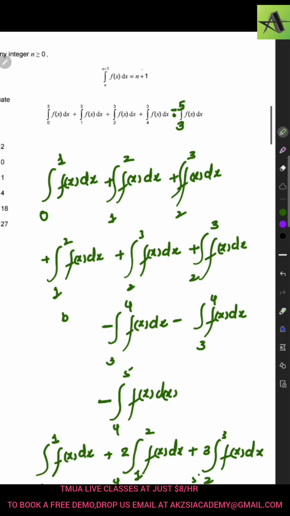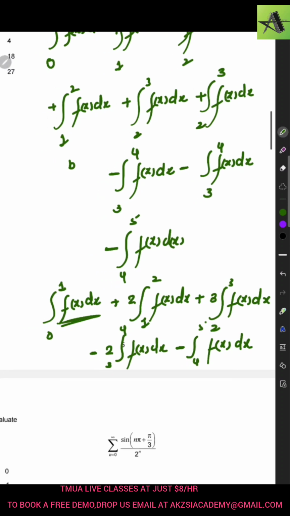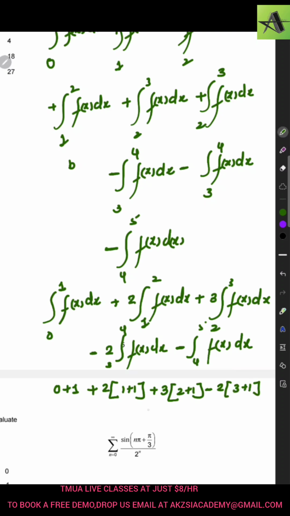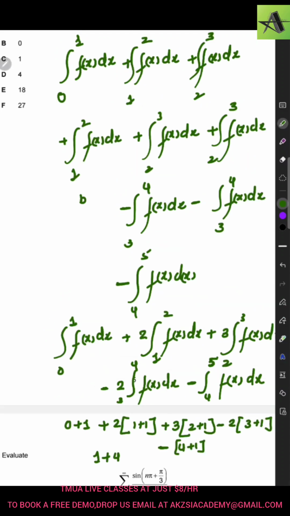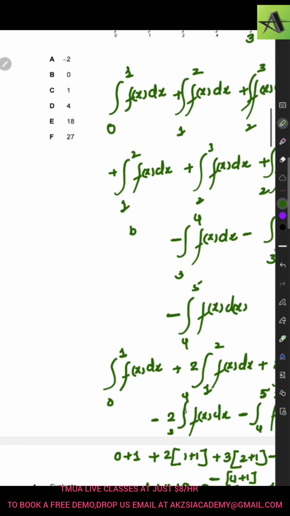So we know that they have given n plus 1, where n is the lower limit value. So the lower limit is 0 in this case. So directly the answer will become 0 plus 1, plus 2 times, n is lower limit, that means 1 plus 1, plus 3 times, lower limit is 2, that means 2 plus 1, minus 2 times, lower limit is 3, 3 plus 1, minus, it's 4 to 5, so minus 4 plus 1. Which can further be simplified as 1 plus 4 plus 9 minus 8 minus 5. If you simplify, this is equal to 1. So the answer is part C, 1.